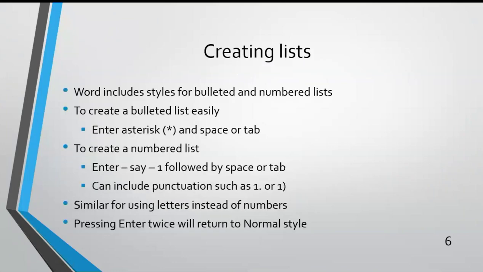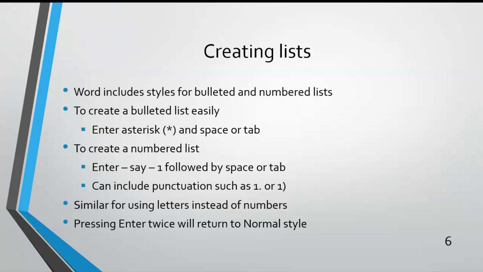Creating lists. Word includes styles for lists. You can select the style, but you can also do it automatically. If you just press the asterisk, followed by the tab key, Word will automatically by default create a list style. If you want to create a numbered list, just write, say, 1 followed by full stop or right parenthesis, and you will have a numbered list. You can use letters as well or instead of if you want to do that. If you press enter twice, you will drop back to a normal style.